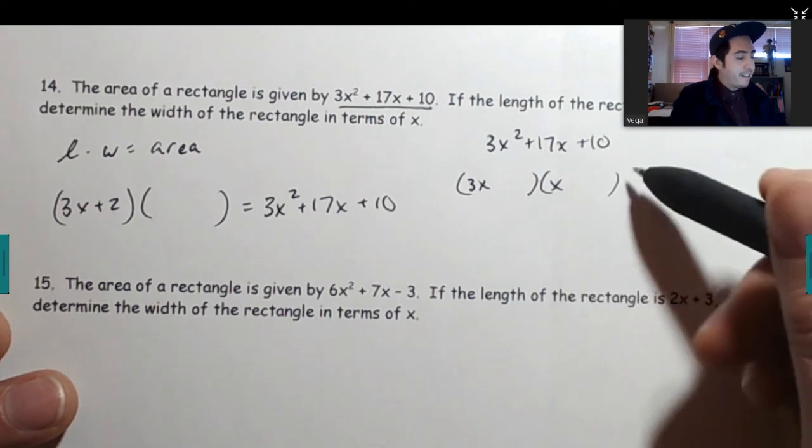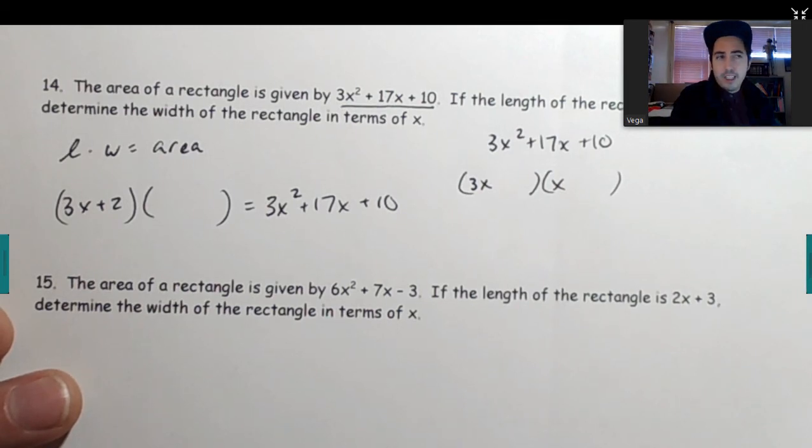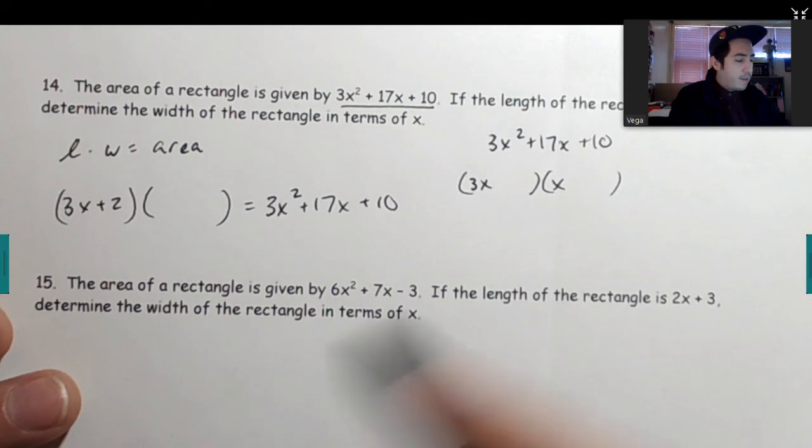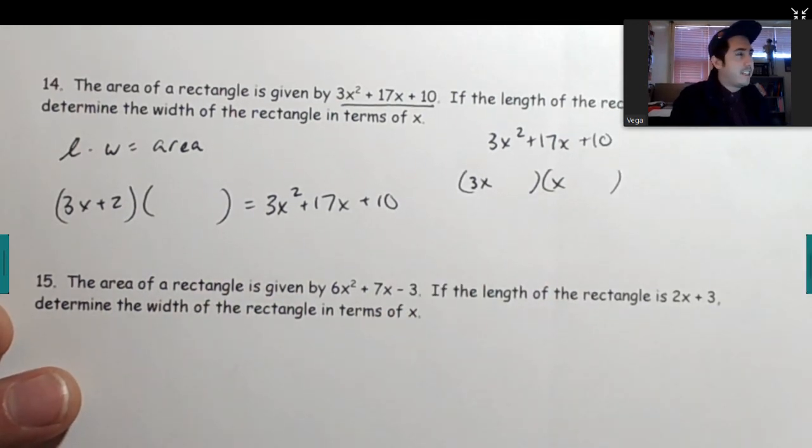How do I get 10? Well, 10 is 1 times 10, or 2 times 5. That's it. 1 and 10, 2 and 5, that's it. And I want it to add up to 17. I have a 3 here. I have 2 and 5, 17. Well, 3 times 5 is 15, and 15 plus 2 is 17.